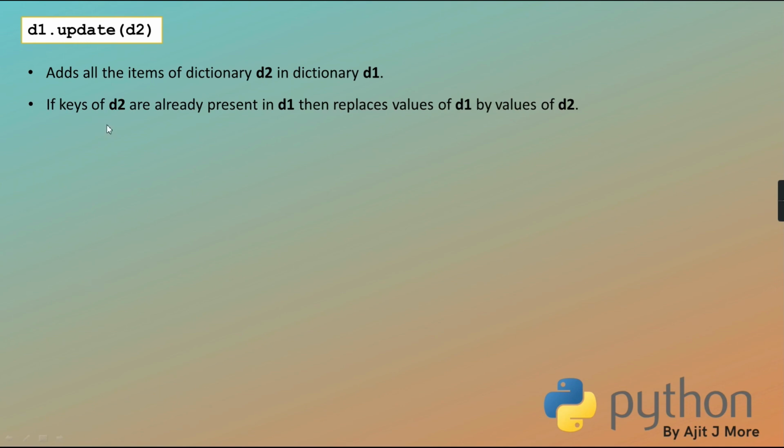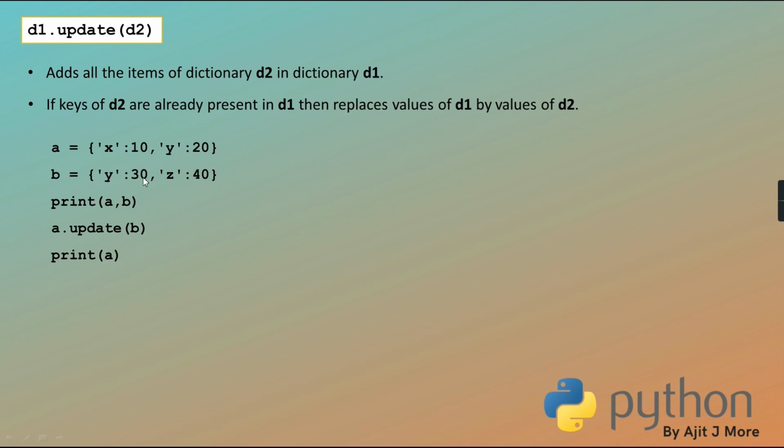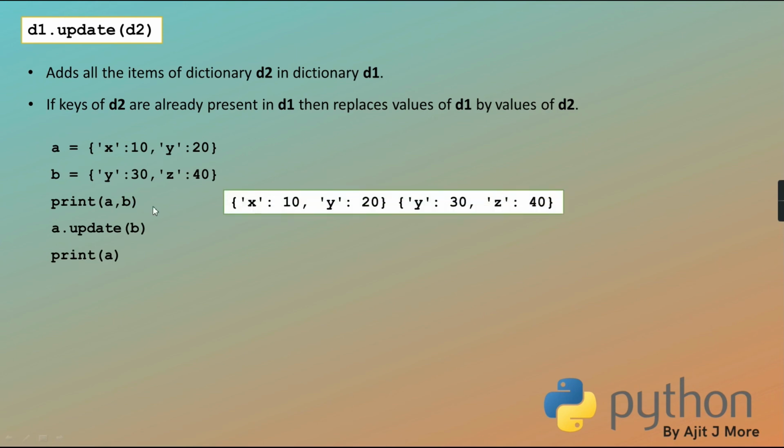So all the items of dictionary D2 in D1 are added. And this explanation I have given, that if keys of D2 are already present in D1, then replace the value of D1 by the value of D2. If there are some keys of D2 which are present in D1, that key's value is replaced with this new value. Okay, this is A, this is B, you're printing A and B, then you're writing A update B. So all these key values will get added here. So Y will get added, but Y is already there, so 20 is replaced by 30, and then Z is also added.